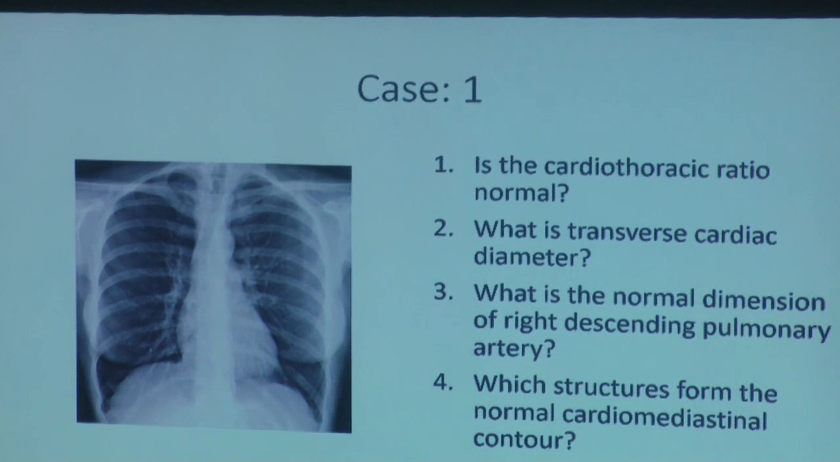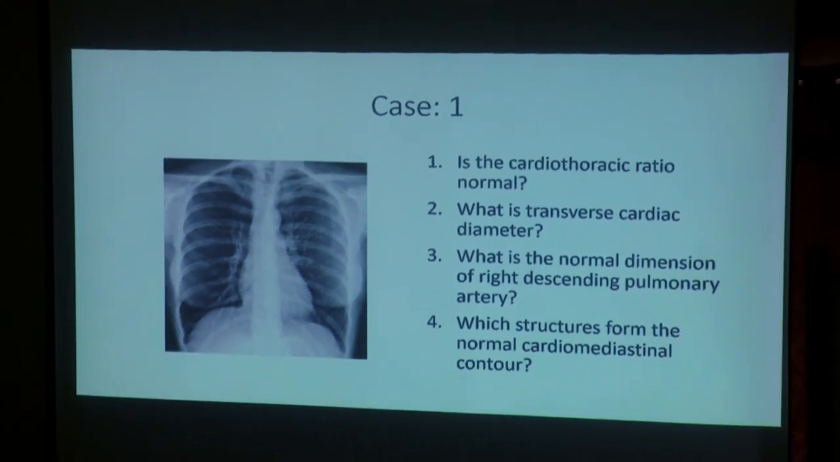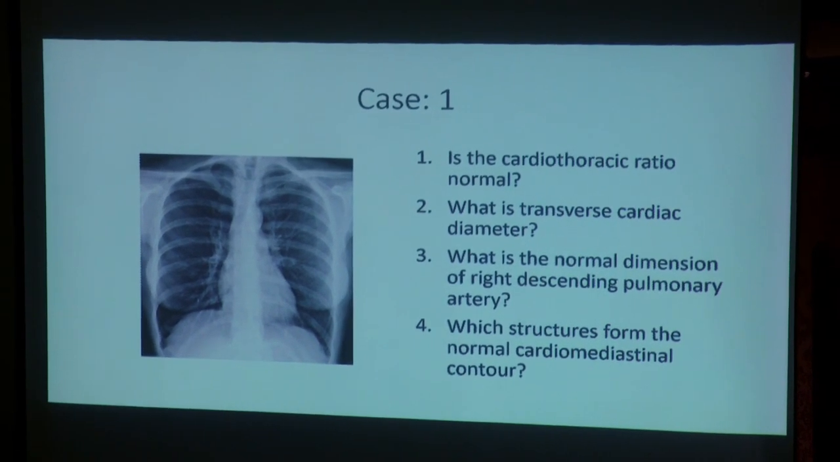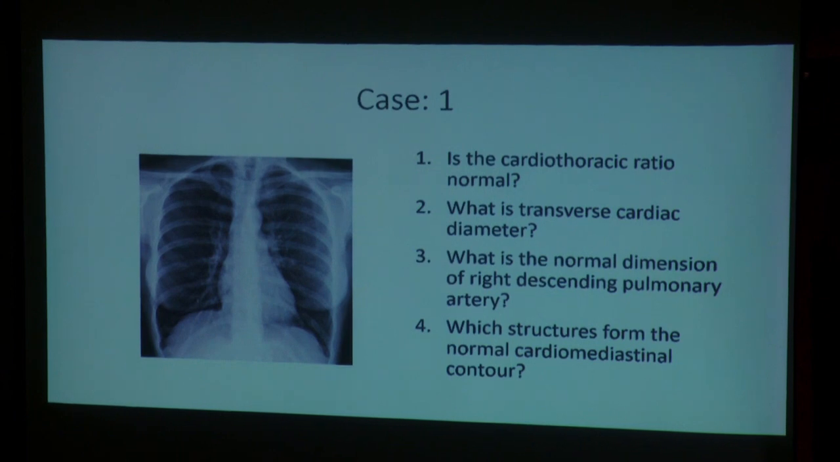Okay, we'll start with the basics. First one, is this a normal X-ray? Is this a normal cardiothoracic ratio? What is transverse cardiac diameter? What is the normal dimension of right descending pulmonary artery? And which structures form normal cardiomediastinal contour? Is the cardiothoracic ratio normal in this?